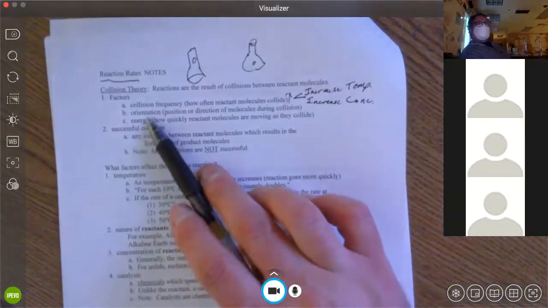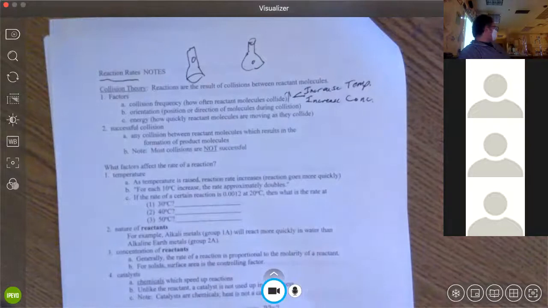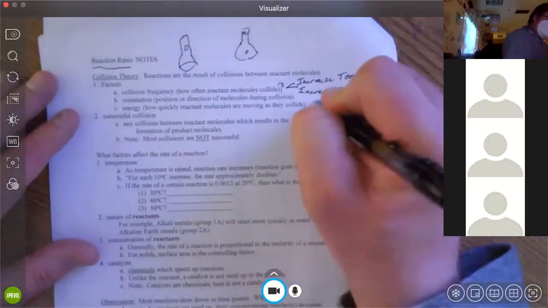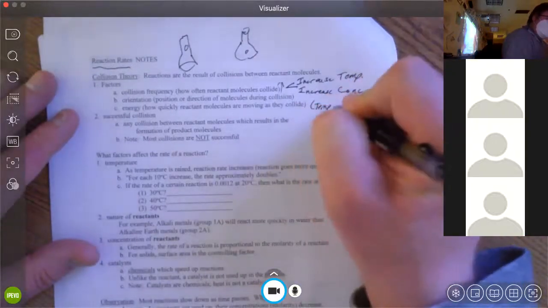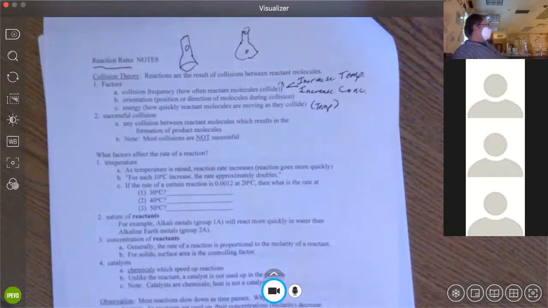Orientation is another big factor. That's a much more difficult one to actually affect. And the last one is energy, which was talked about, and that can be directly related to temperature. Remember, temperature is actually a measure of average kinetic energy. It's not a measure of, what do we say, hotness or coldness. It's actually more of a measure of average kinetic energy.